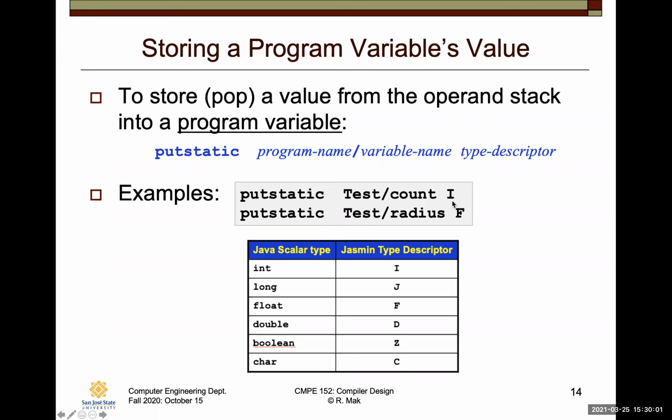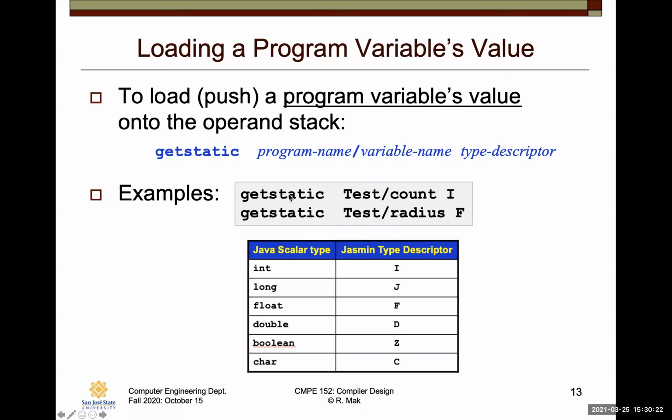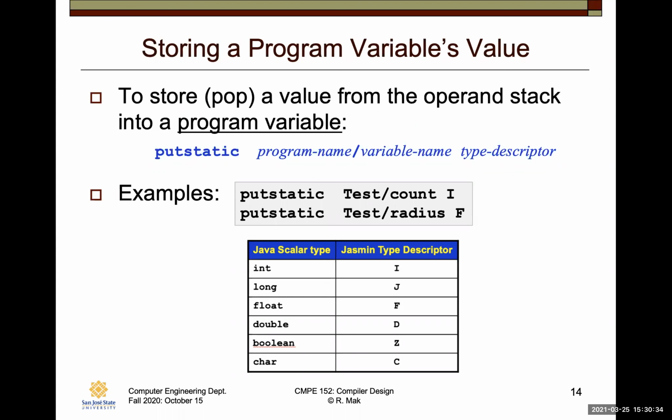the data type. Now, of course, once the values are on the operand stack, then you can do iadd and all those instructions that pop off the top two values and add them and subtract them and so forth. But to get them onto the stack, we do need the getstatic instruction, and then popping off values from the stack and putting them back into a program variable is putstatic.